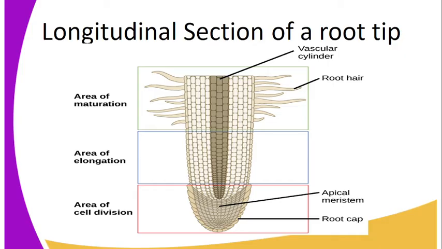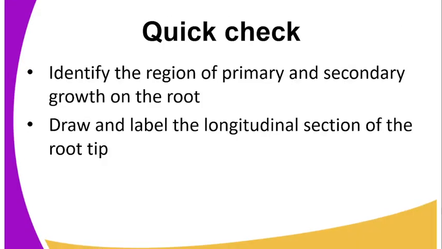Now, as you've seen very well, this is the longitudinal section of a root tip. We have the apical meristem, and in it the cell division, followed by the area of elongation, finally followed by the area of maturation, whereby we have the root hair and the vascular cylinder. The root cap, you have to remember, is on the region of cell division.